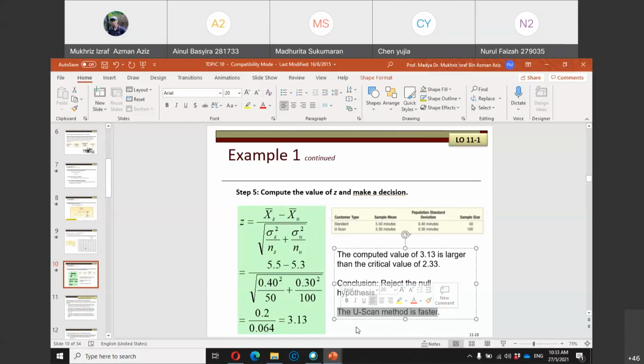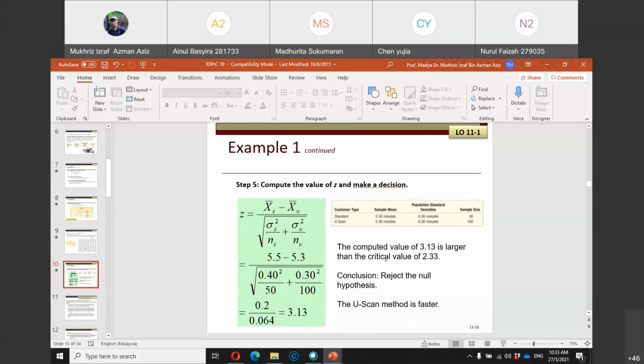Because explaining or writing down the correct conclusion is one of the important components in doing hypothesis testing, and your assignment will be evaluated based on that as well, on how correctly you write your conclusion for the hypothesis testing. So this is for when sigma is given, whereby we are using the Z test. That is the first part.